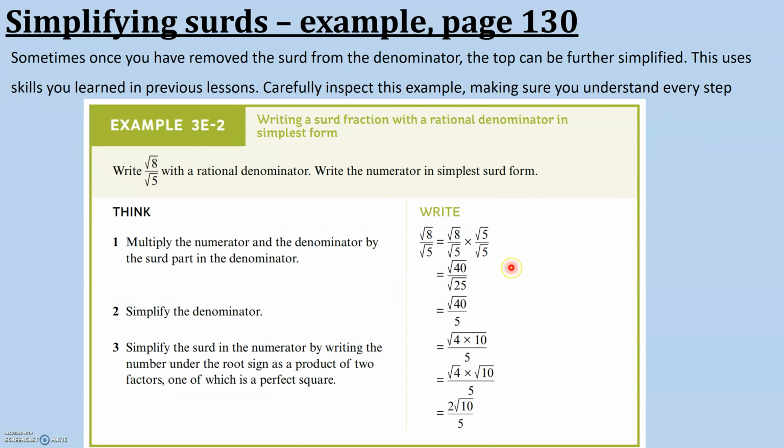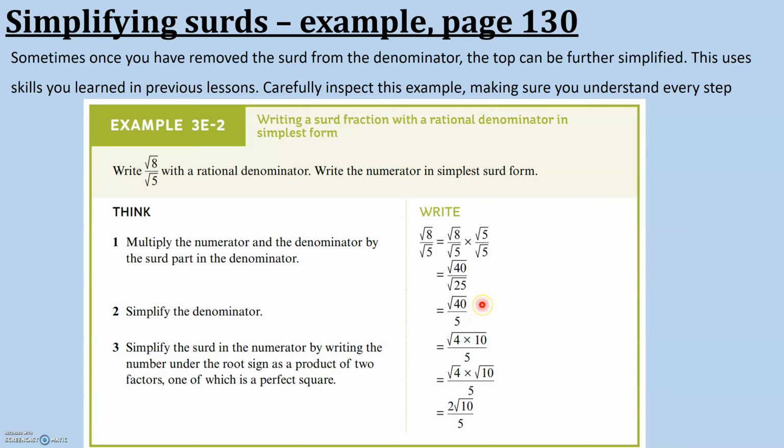Alright, sometimes once you've moved the surd into the numerator, then there's further simplification you can do. So have a look at this example. We've got the square root of 8 divided by the square root of 5. And we've applied the normal technique here. We've multiplied by a fraction which has the surd in the numerator and the denominator, and we've moved the surd out of the denominator. We now have a rational denominator.